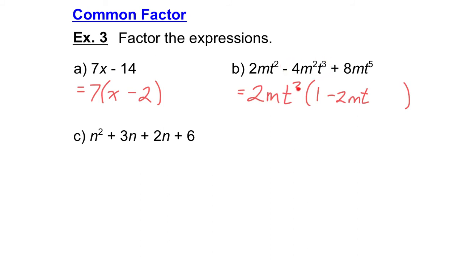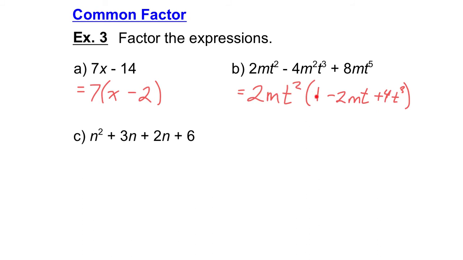And 2mt squared multiplied by 4t cubed gets me 8mt to the 5. So hopefully you can break it down in your mind and work backwards just to check.